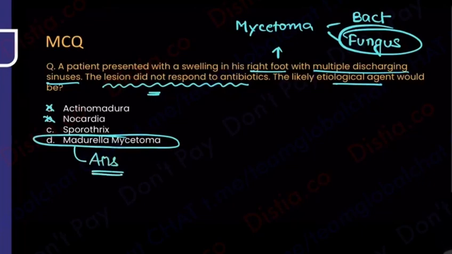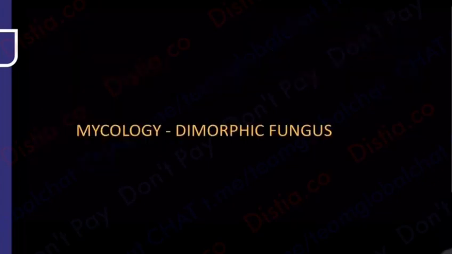With that, we wrap up the superficial and the subcutaneous infections. And now what we move on to next is the deep or the systemic ones. So the first one that we will be covering under that is going to be the dimorphic fungus. Starting with the next topic, and that is going to be the dimorphic fungus.